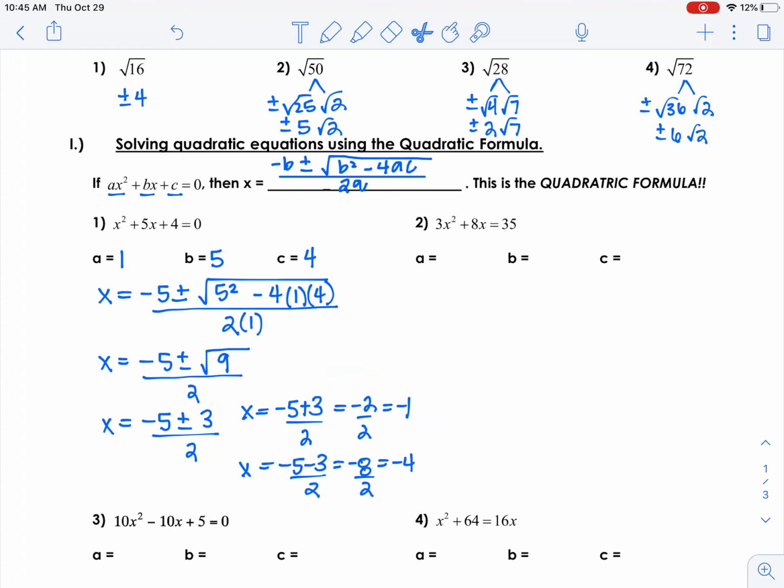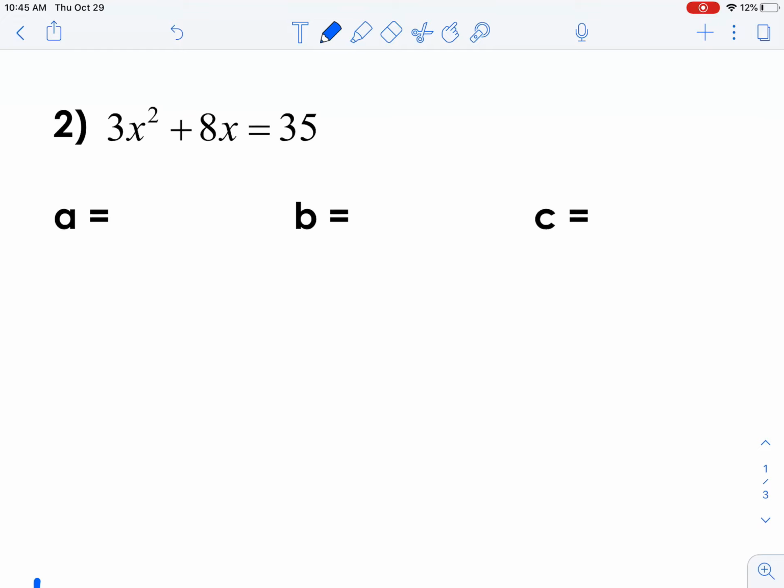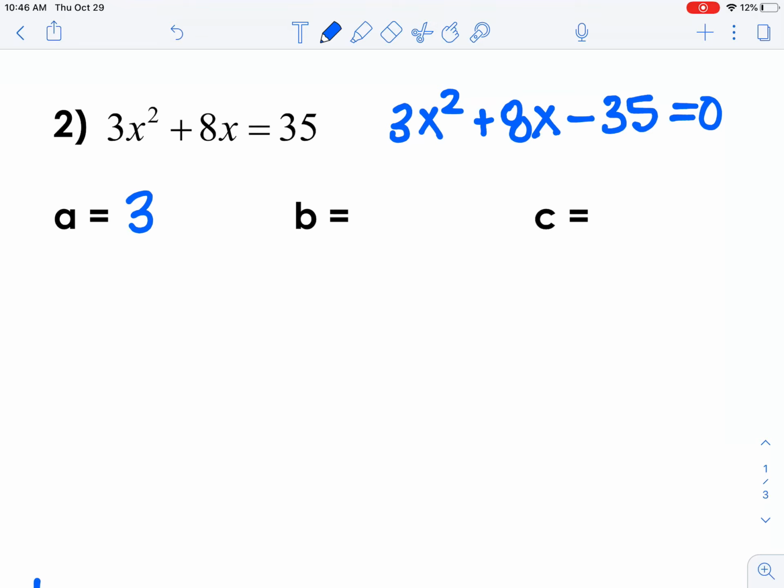Okay, for our next quadratic function, notice that it's not equal to 0 and our c value is over here on the right. So to move that over, we're going to subtract it. So I'll get 3x squared plus 8x minus 35 is 0. So now my a value is 3, b is 8, c is negative 35.